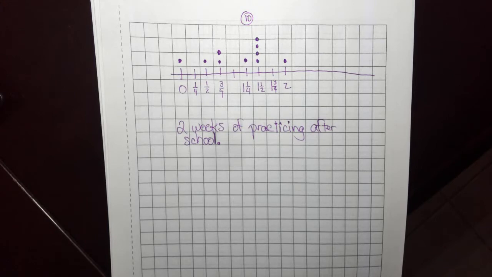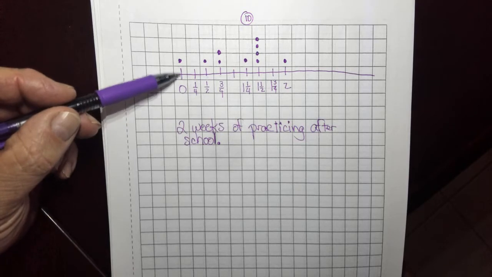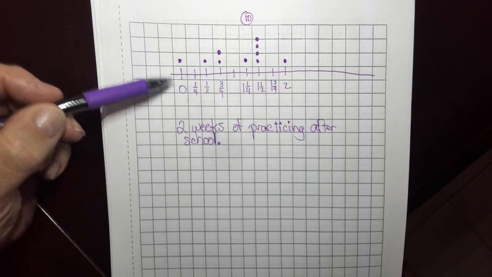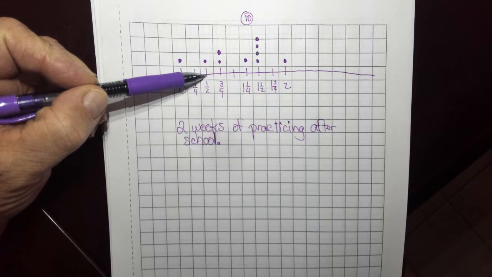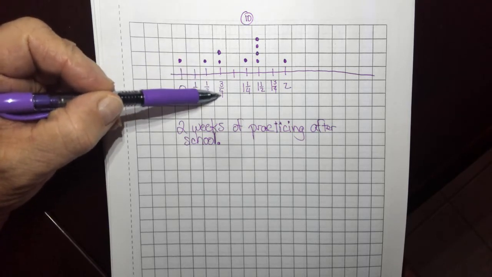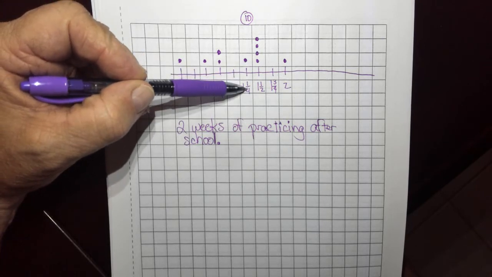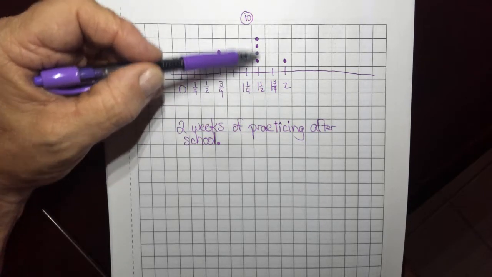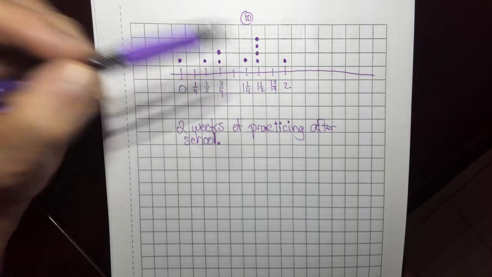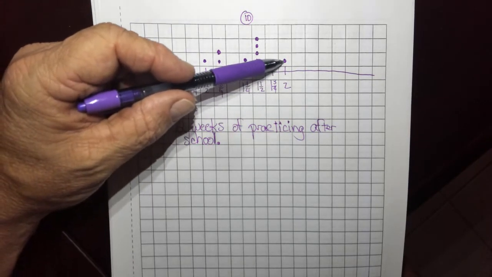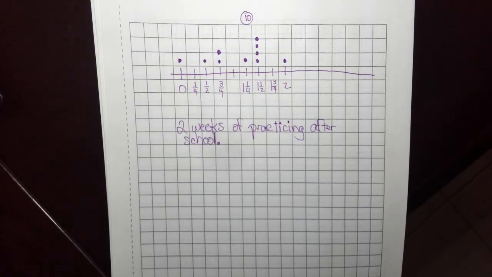Okay. So they gave us the dot plot. We didn't have to make one. So we have 1 day where he didn't practice at all, 0 time. 1 day where he practiced for half an hour. 2 days where he practiced for 3/4 of an hour. 1 day where he practiced for 1 1/4 hours, and 4 days where he practiced for 1 1/2 hours, and 1 day where he practiced for 2 hours. So that makes up our 10 days. So all we have to do then is learn how to analyze the data in our dot plot.